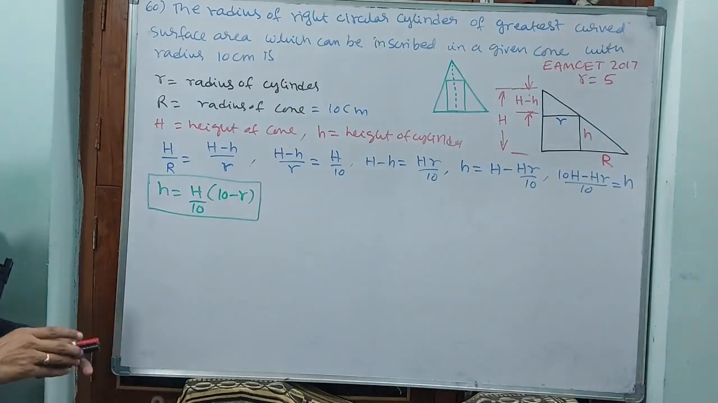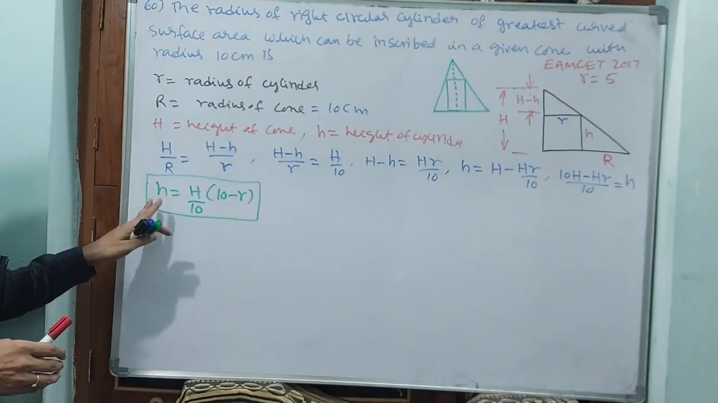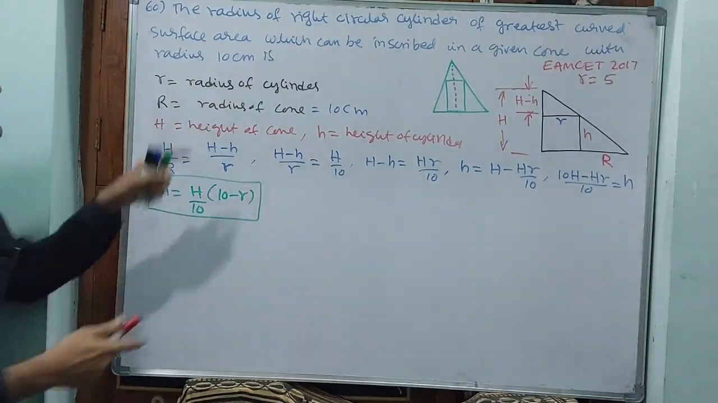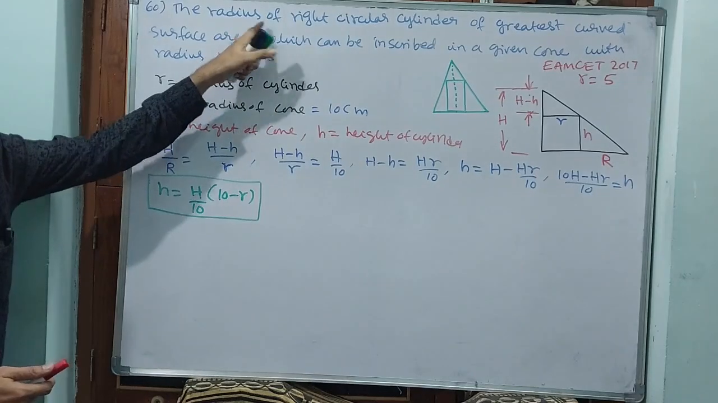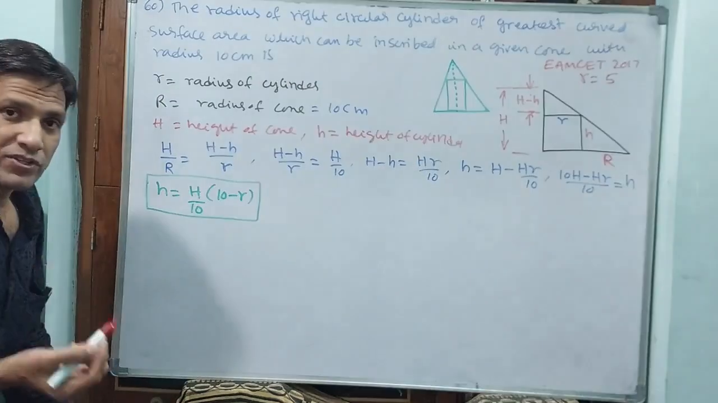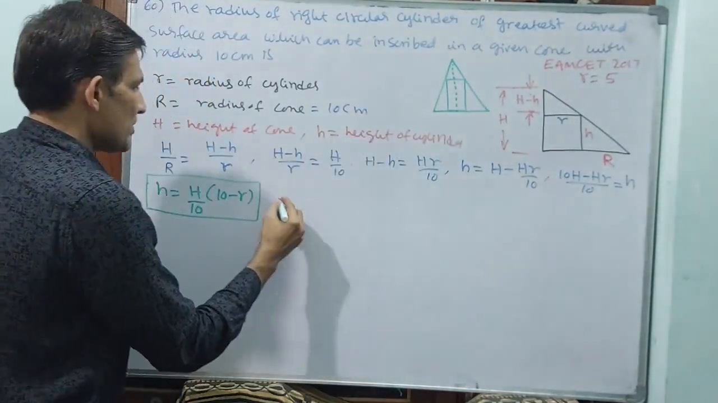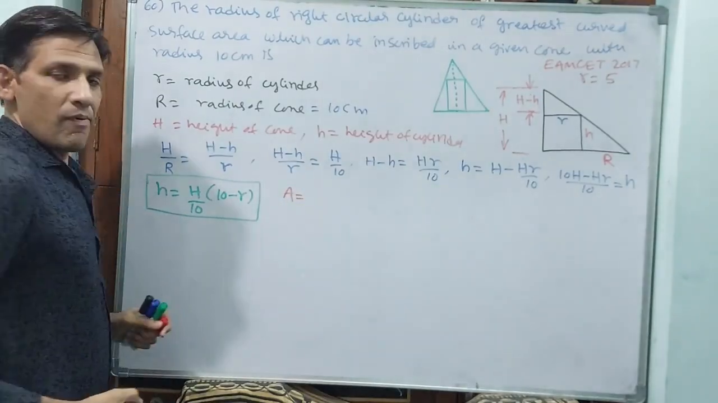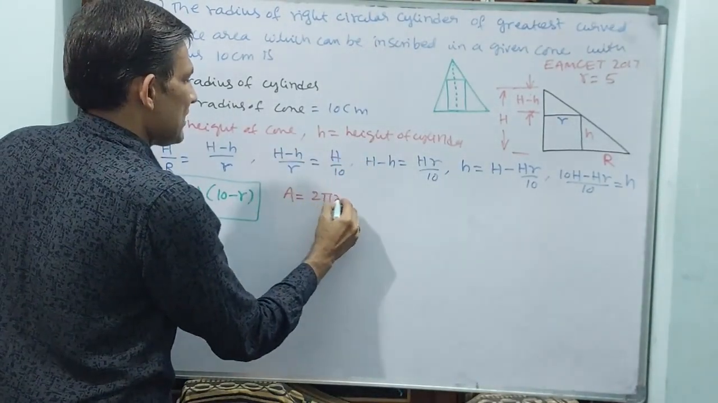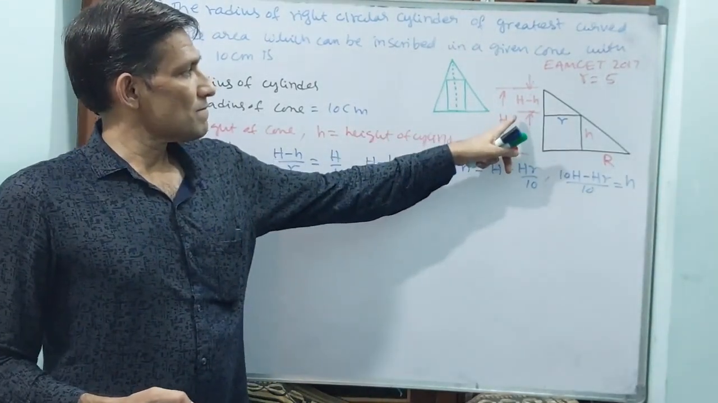Why I have written this, I need not tell you now. But you are going to find the greatest surface area. Surface area, how to find? Which surface area? Curved surface area. Curved surface area I will write like this: A is equal to 2 pi r into h. Is it okay?